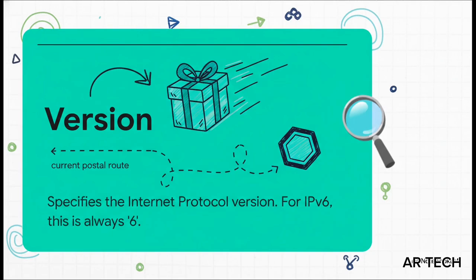First up is the version field. This one's about as simple as it gets. It just contains the number 6. That's it. It's a quick check to confirm, yep, this packet is using the modern Internet Protocol version 6. It's like making sure your package is using the current modern postal system.